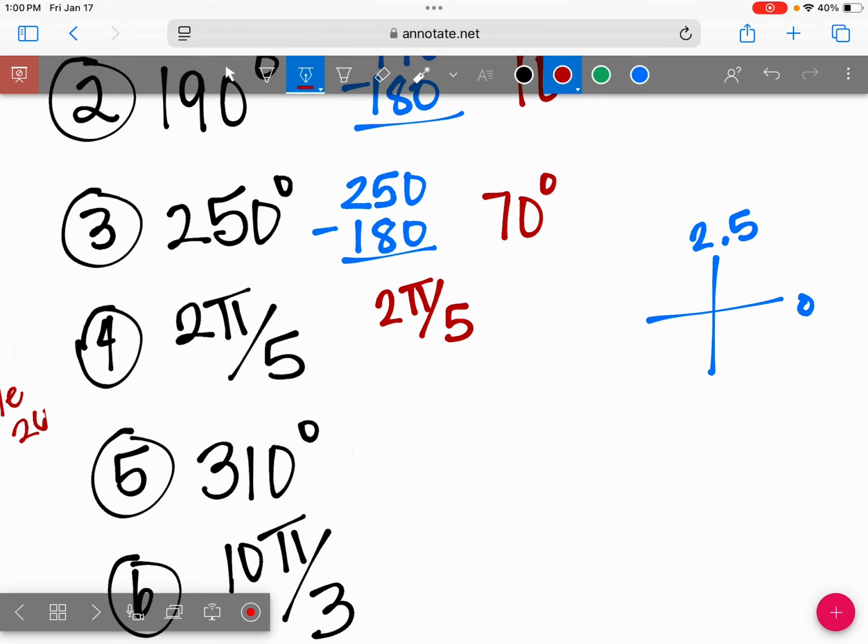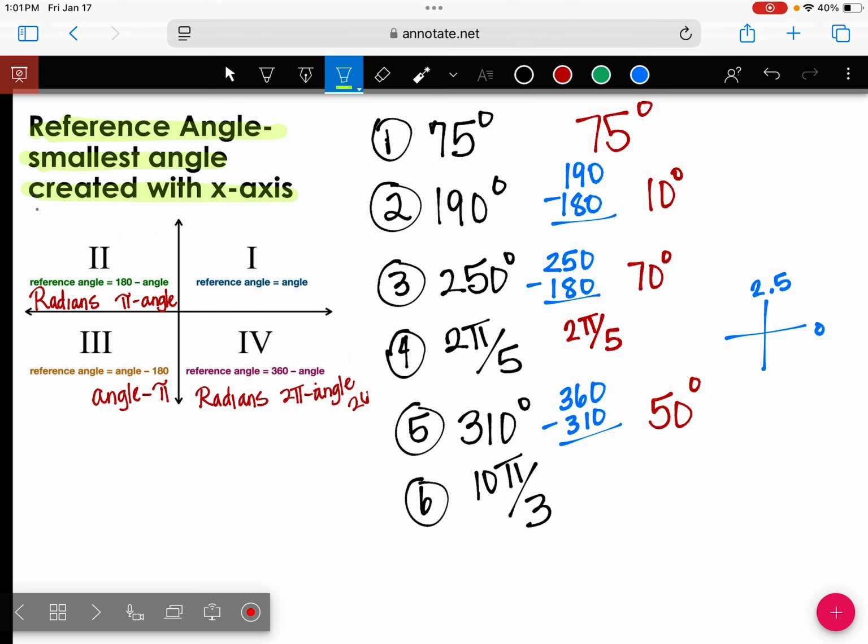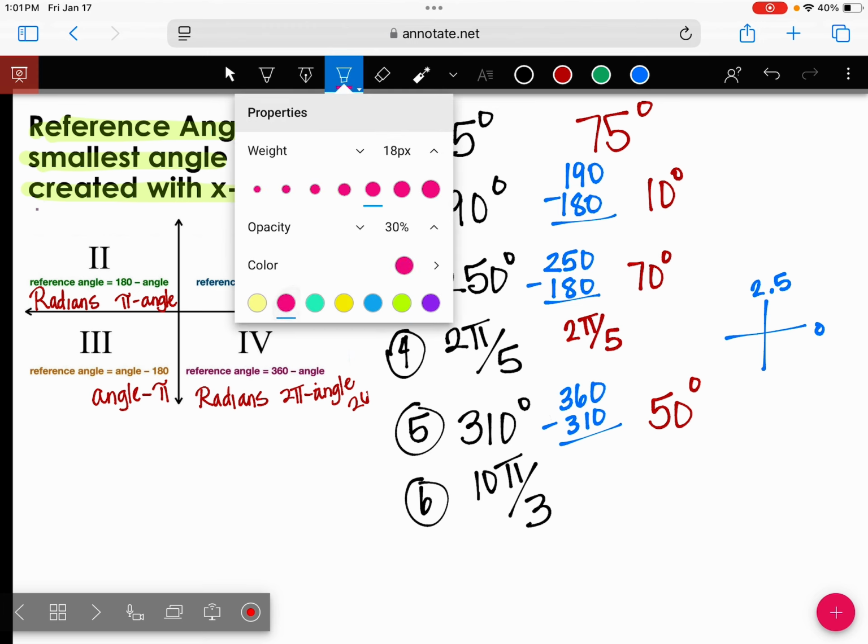Show me with your finger what quadrant we're in for 310 degrees. 4. So let's look at our formula. It says if you're in quadrant 4, you take 360 minus the angle. So you're going to take 360 minus 310. And what's 360 minus 310? 50 degrees. So again, these are all of my reference angles that you see written in red.